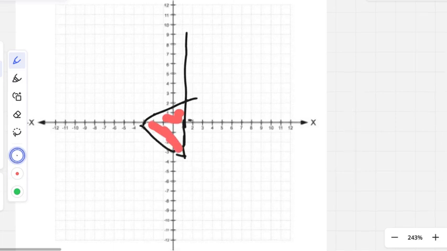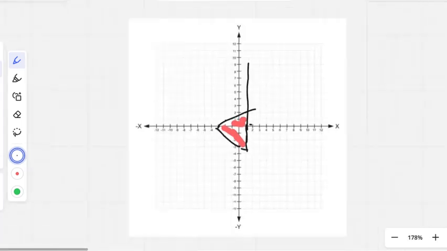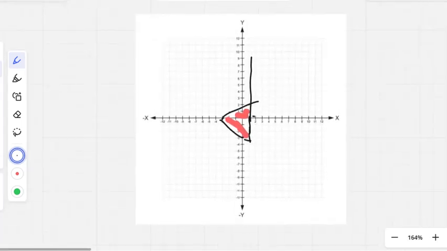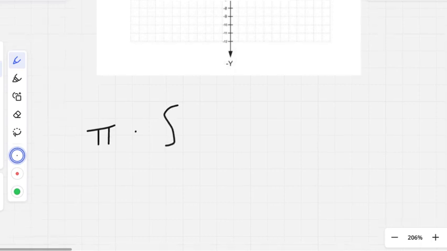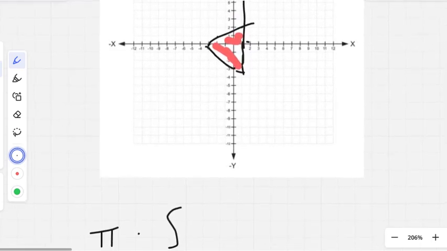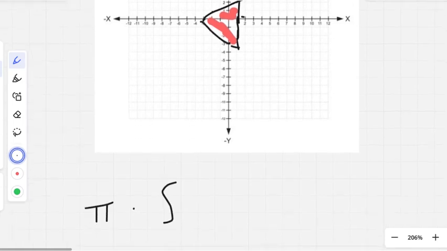So now we need to set up an integral. Our cross sections are going to be of x. The first thing we need for the integral is to find the bounds. First we need the pi. We're going to have pi times the integral, which will be the bounds of the functions on the x-axis.